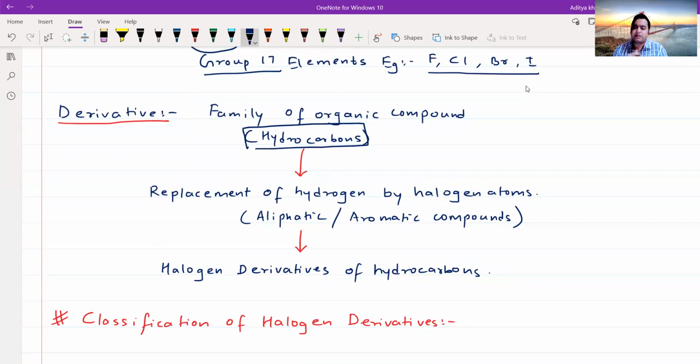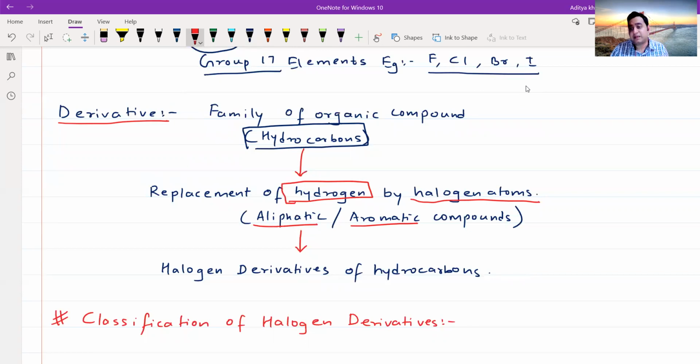So now what do you mean by derivative? To form a derivative, we just replace a hydrogen atom. Here you can see I have drawn it: we have to replace a hydrogen atom, and to make a halogen derivative, we replace it with halogen atoms. Now, halogen atoms can be anything: chlorine, bromine, iodine, fluorine, and in which compounds they would be replaced, you can take any example like aliphatic or aromatic.